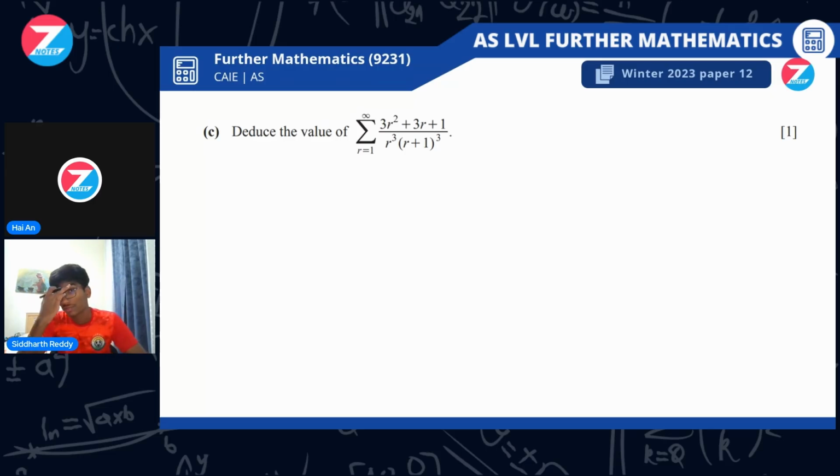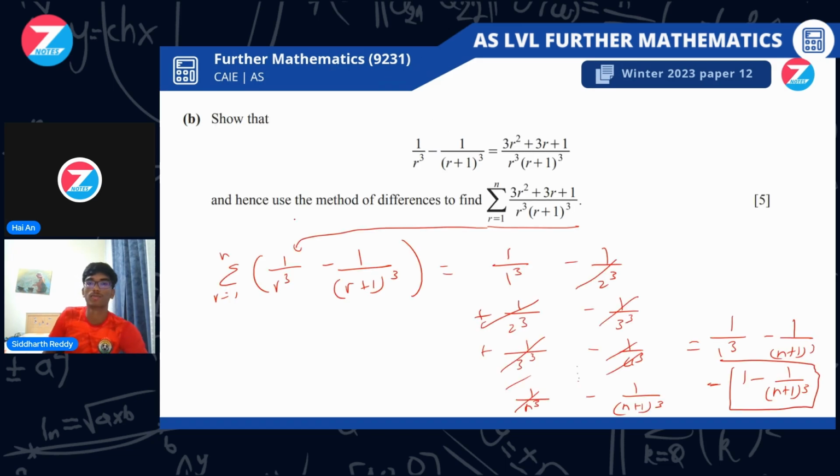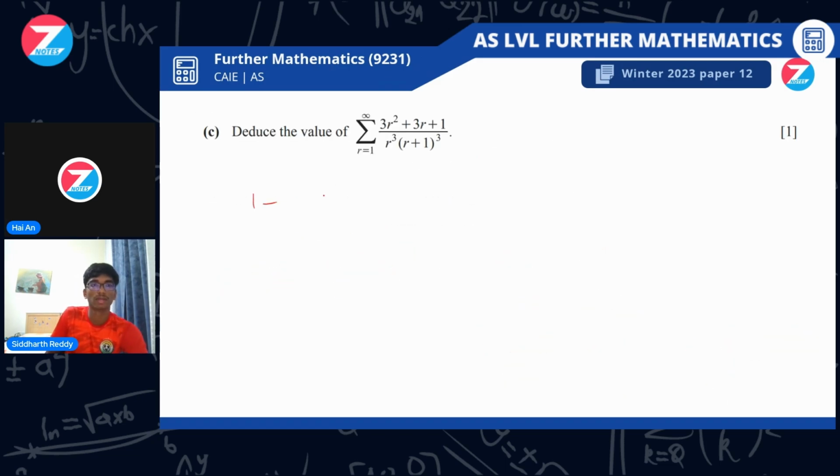Okay, so deduce the value of the sum from 1 to infinity of the sum. We previously got that the sum from 1 to n was just 1 minus 1 by n plus 1 whole cube. So it's almost the same thing except n is infinity. If we take the limit as n tends towards infinity, this denominator gets much bigger, and 1 divided by a very big number tends towards 0. So it becomes 1 minus 0, which is just 1.